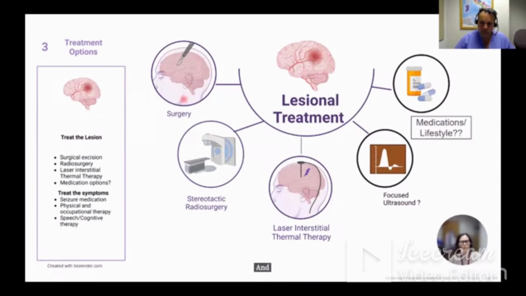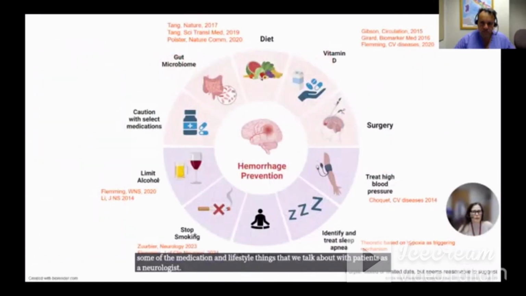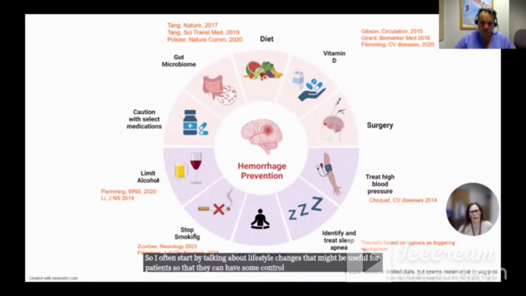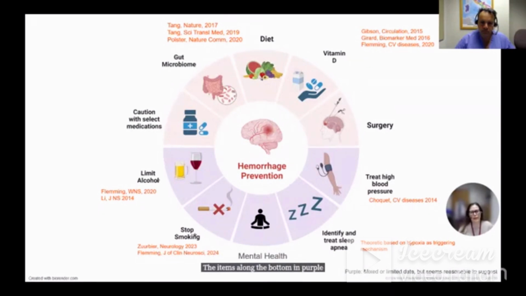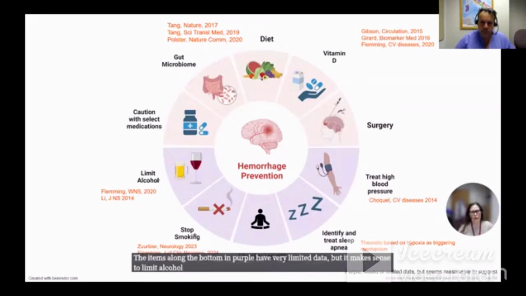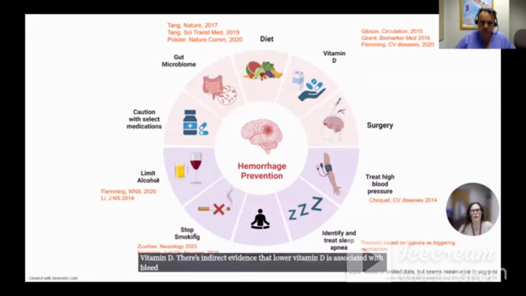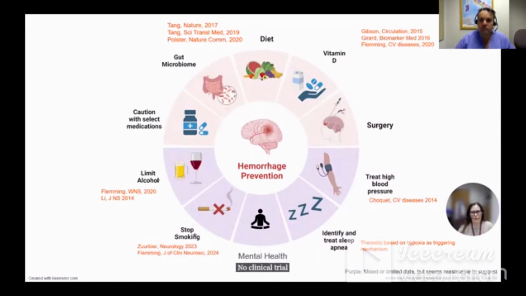And I want to touch on some of the medication and lifestyle things that we talk about with patients as a neurologist. So I often start by talking about lifestyle changes that might be useful for patients so that they can have some control over this disease. The items along the bottom in purple have very limited data, but it makes sense to limit alcohol, stop smoking, identify and treat sleep apnea, and treat high blood pressure. Along the top, we talk about vitamin D. There's indirect evidence that lower vitamin D is associated with bleeding compared to higher levels. No clinical trial evidence as to whether vitamin D supplementation is helpful, but it has low risk and might be considered. There is data on the gut microbiome and a diet free of processed foods that might be something that you could talk to patients about. And there's more information on the Alliance to Cure website.